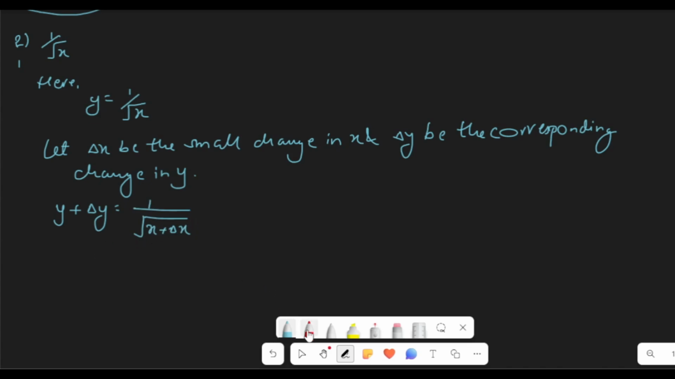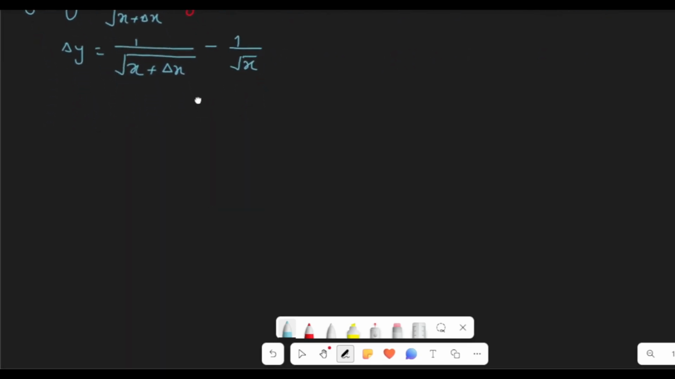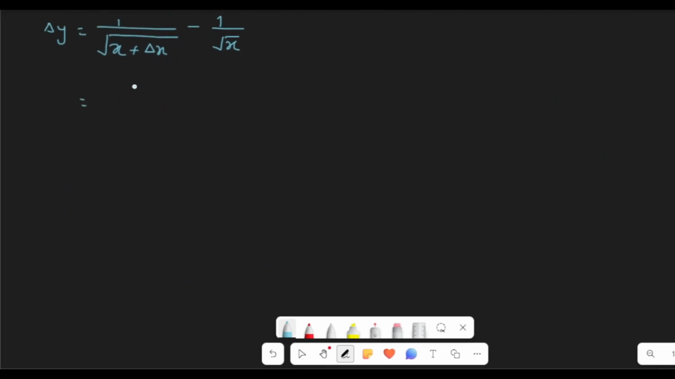So again we bring our y over here, and it becomes minus y, so that del y is equal to 1 divided by under root x plus del x minus 1 divided by root x, because y is equal to 1 divided by root x. Again we'll have to manipulate del y. This is a fraction, so we take the LCM and multiply these two.